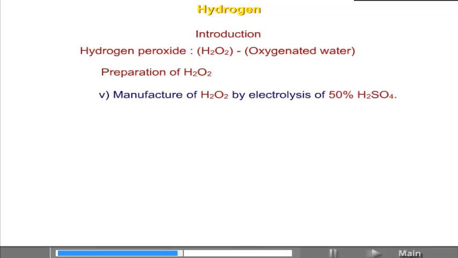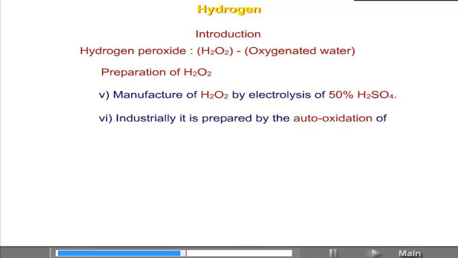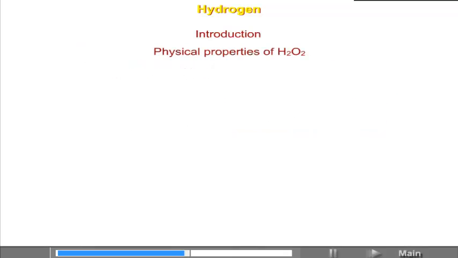Fifth one, manufacture of H2O2 by electrolysis of 50% sulfuric acid. Sixth one, industrially it is prepared by auto-oxidation of 2-ethyl anthraquinol. Physical properties of H2O2.